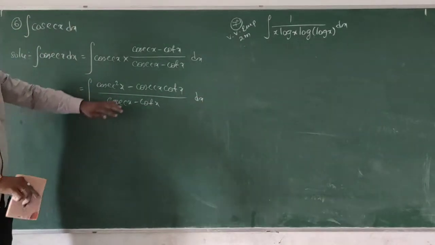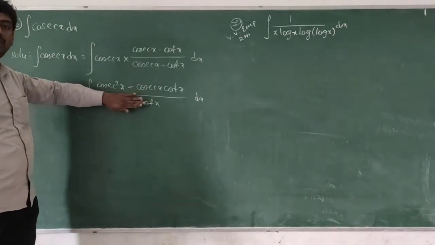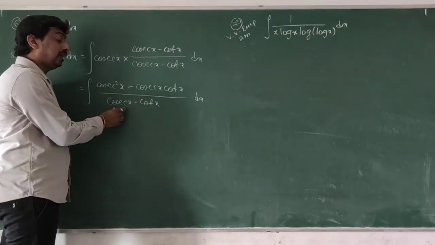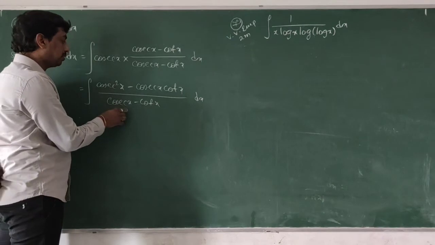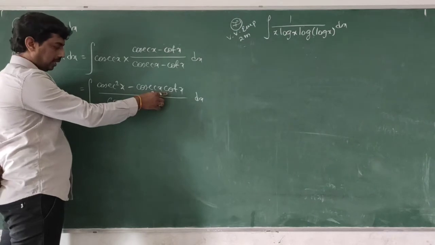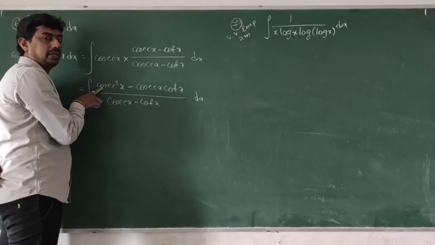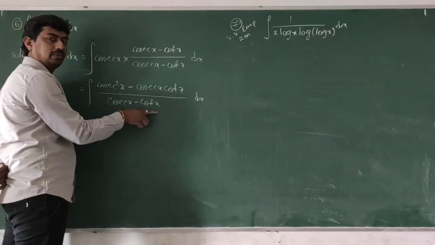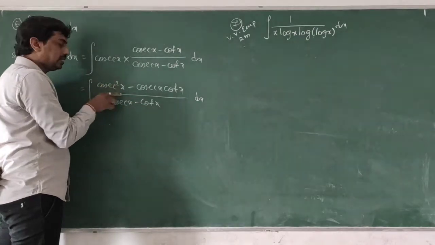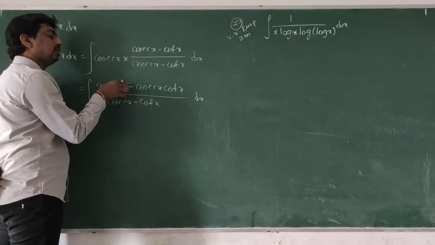Just observe this one. If you take the denominator as f of x, let us verify whether the denominator's differentiation is in the numerator or not. What is the derivative of cosecant x? The derivative of cosecant x is minus cosecant x into cot x. Next, the derivative of cot x is minus cosecant square x. But here we have minus cot x, so the derivative of minus cot x is plus cosecant square x. That's why, if you take this as f of x, its differentiation is in the numerator.